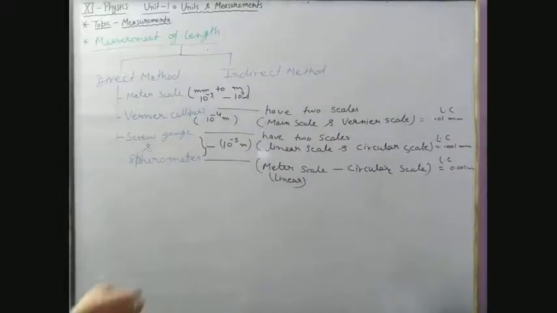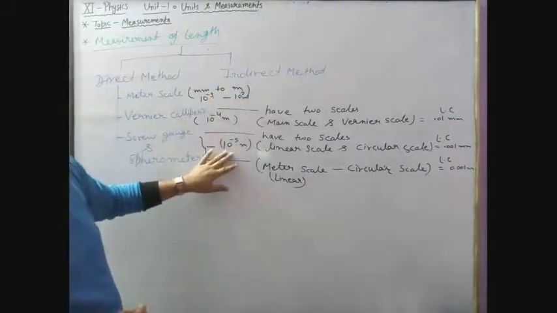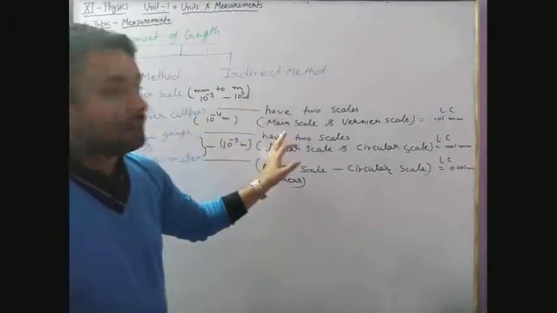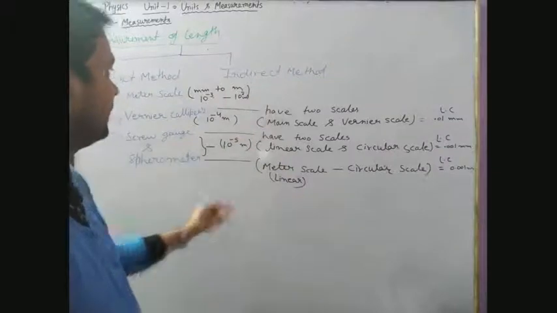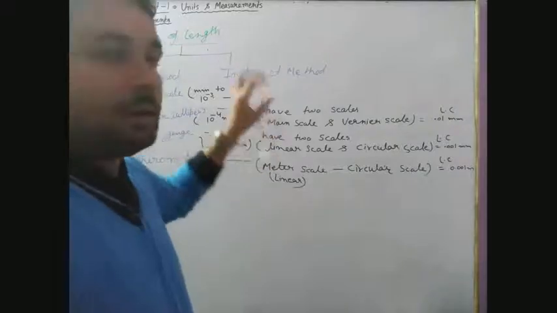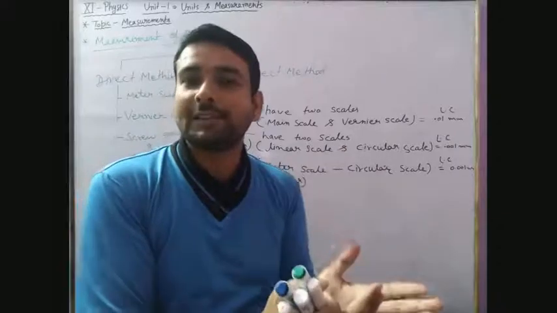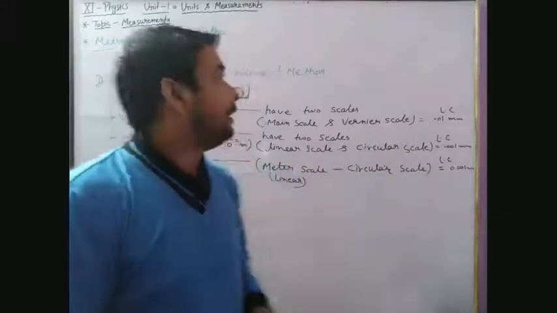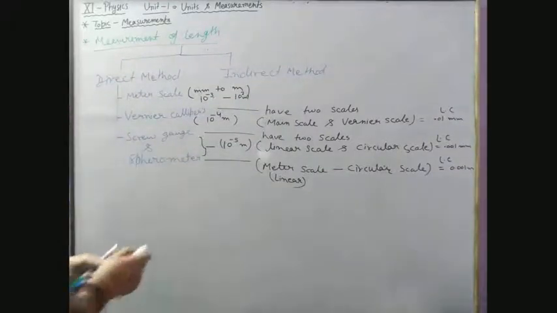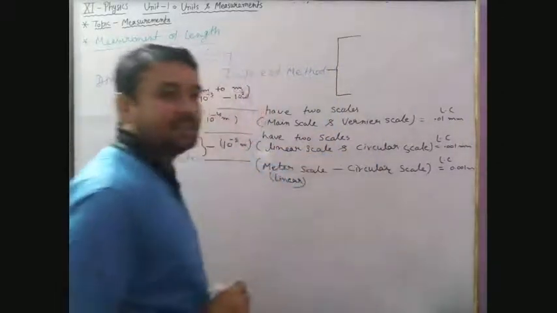Now if the things are below 10 to the power minus 5 meter or more than 10 to the power 2 meter, then we cannot measure them using these instruments. So we need to find an indirect method to get the distances or lengths of things. Here we have indirect methods for measuring large distances.